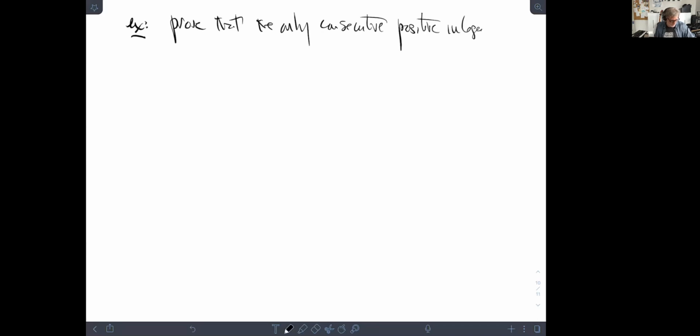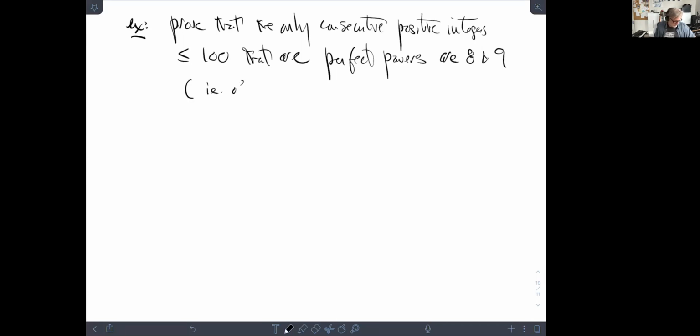Okay, here's another example. Prove that the only consecutive positive integers less or equal to 100 that are perfect powers are 8 and 9. And we mean here, in other words, of the form n to the a with a bigger than 1.